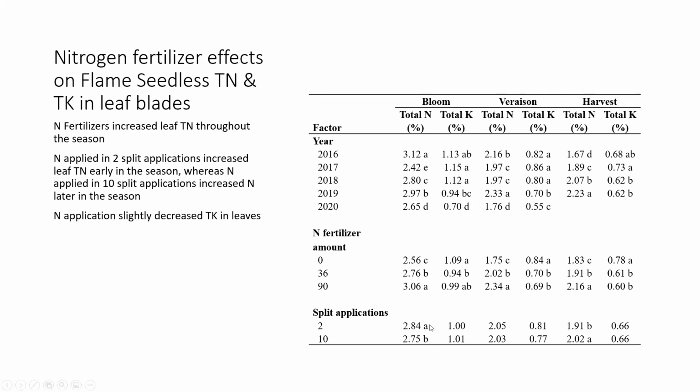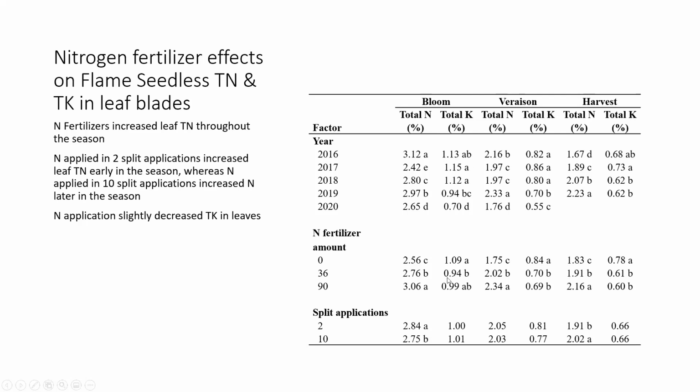So you can see, for example, at bloom, the 2 split applications increased TN more than the 10 because more N had been applied by bloom. But as we get toward the end of the season, where we're parceling out the N a little bit over a long period, that was better at increasing N toward the end of the season as compared to the slug.